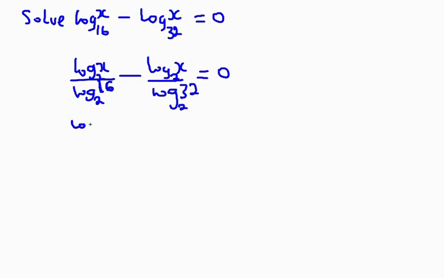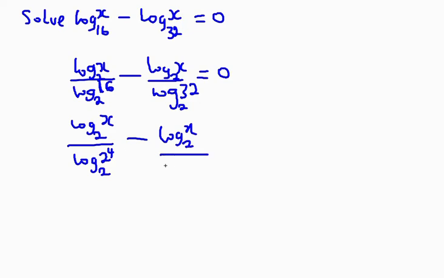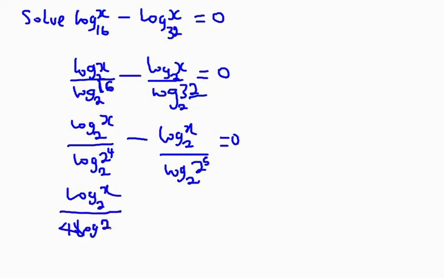Now this becomes log x base 2 all over log 16, which is 2 to the power of 4, base 2, minus log x base 2 over log 2 to the power of 5, since 32 is 2 to the power of 5, base 2, equals 0. Now, going by the power rule, 4 multiplies the log here. This gives us log x base 2 over 4 log 2 base 2 minus log x base 2 all over 5 log 2 base 2, because 5 here also multiplies the log, going by the power rule, equals 0.